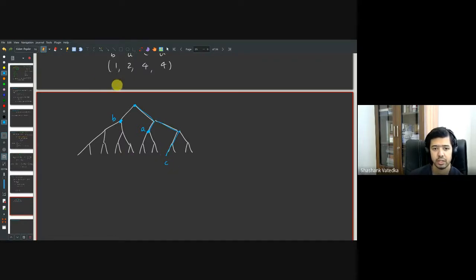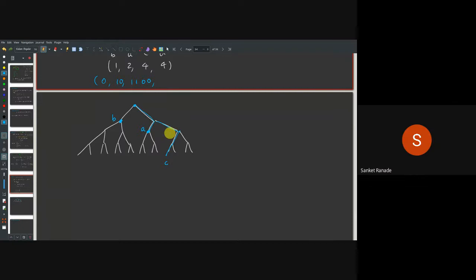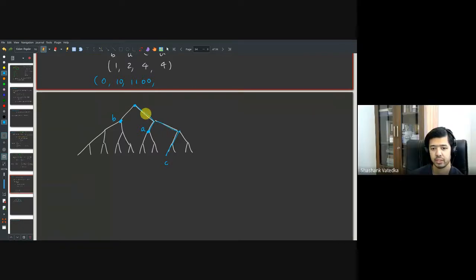And so let's write down the code words as well. For B it is 0. For A it is 1 0. For C it is 1 1 0 0. What is it going to be for D? 1 1 0 1. Exactly. So this is going to be D, 1 1 0 1. Okay, that's good.